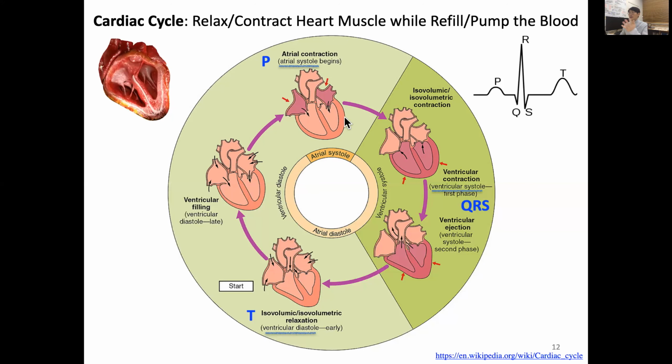And hopefully this cycle goes on. And while on this atrial side only this part is contracting, so that's atrial systole, while the other part is quite relaxed, so atrial diastole.